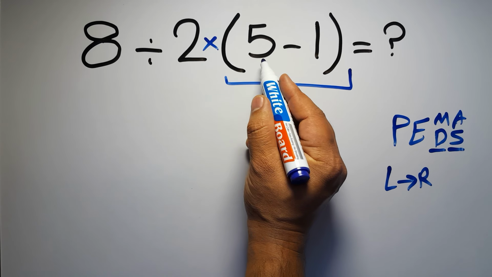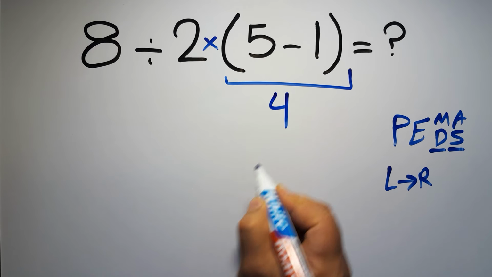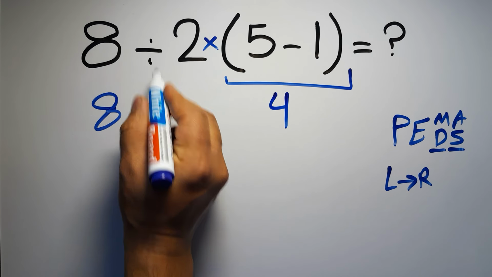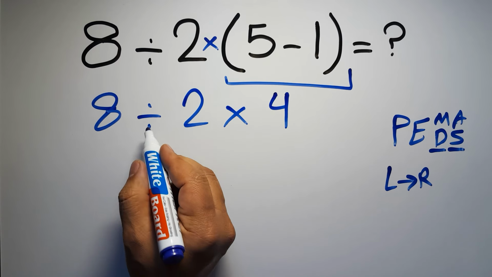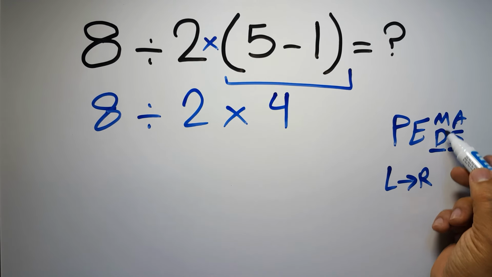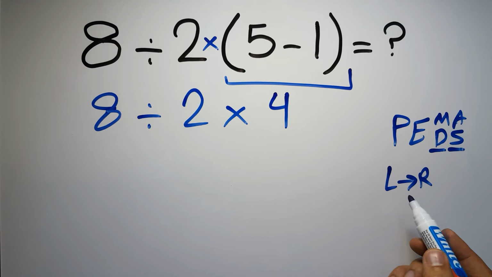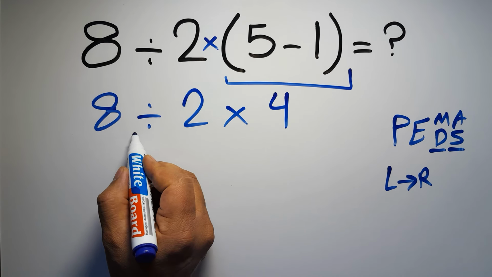Inside this parenthesis we have 5 minus 1, which equals 4. So 8 divided by 2, then times 4. Now we have one division and one multiplication. As I said, multiplication and division have equal priority and we have to work from left to right. So here first we have to do this division.